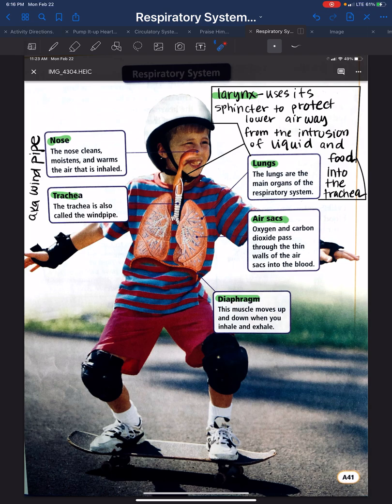It controls breathing and separates the chest and abdominal cavities. Our diaphragm facilitates the rising and the falling of our chest. So when you see your chest go up, you can say, my diaphragm is going up. Breathing out, diaphragm's going down. Breathing in, diaphragm's going up. Breathing out, diaphragm is going down.